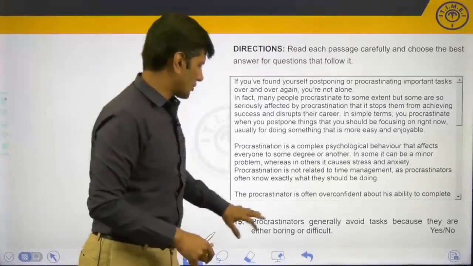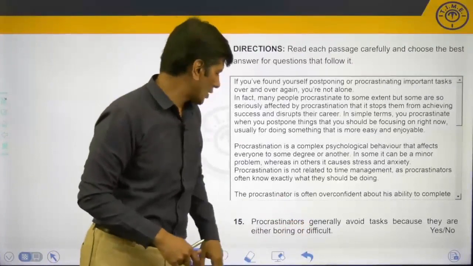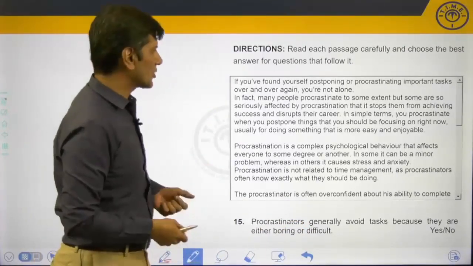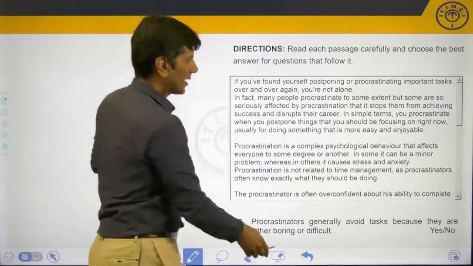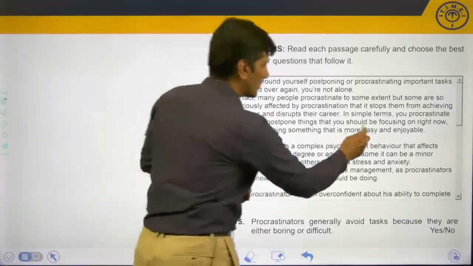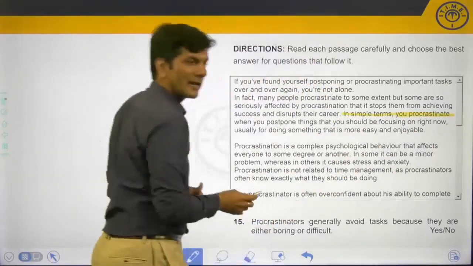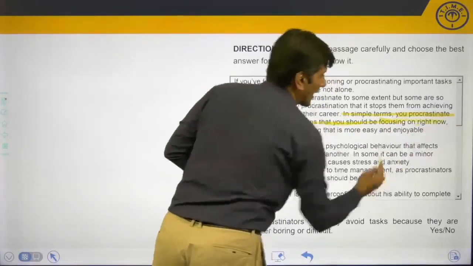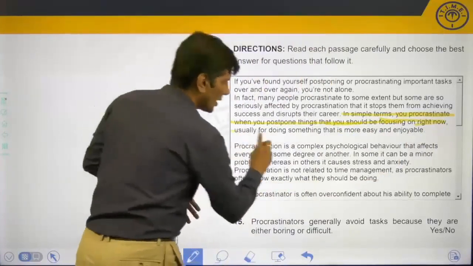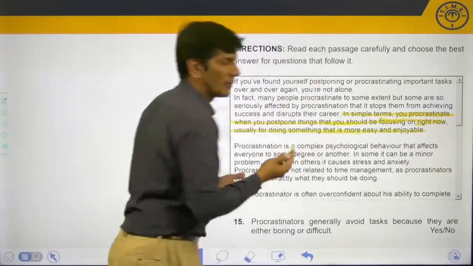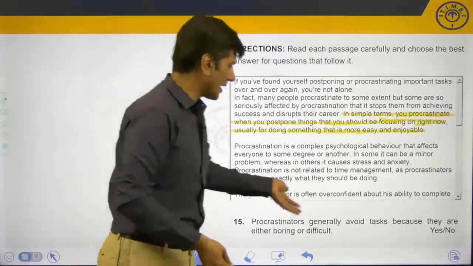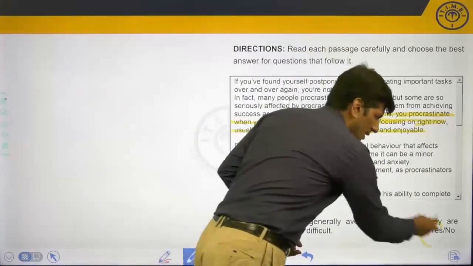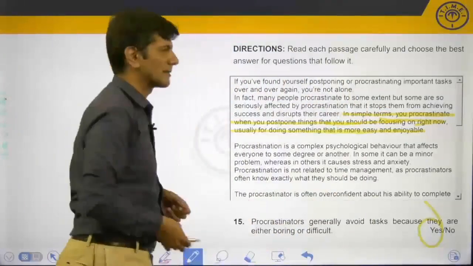Then, 15th question, procrastinators generally avoid tasks because they are either boring or difficult. Now, needless to mention, the first part of your paragraph is where you have your clue. In the last part, in simple terms, you procrastinate when you postpone things that you should be focusing on right now, usually for doing something that is easier and more enjoyable. So, that's your clue to say, these guys generally avoid tasks because they are either boring or difficult. So, they take up things that are enjoyable. So, the answer is yes.